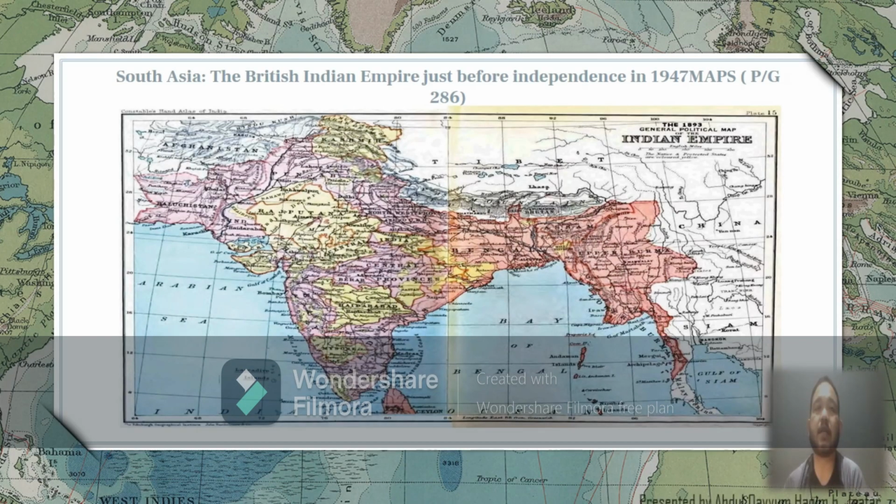As we can see here, in South Asia, the British Indian Empire before independence in 1947.